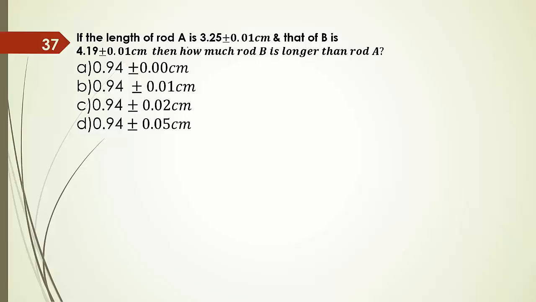37th question. If the length of the rod A is 3.25 plus or minus 0.01 centimeter, and that of B is 4.19 plus or minus 0.01 centimeter, then how much rod B is longer than rod A? What does it mean? We have to subtract A from B. So what is the value of A? A value is given, 3.25 plus or minus 0.01 centimeter. This is the value of A.